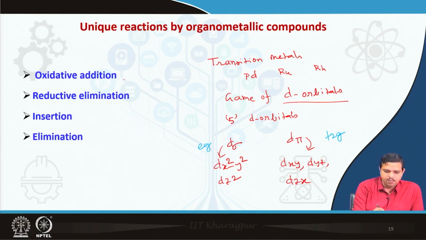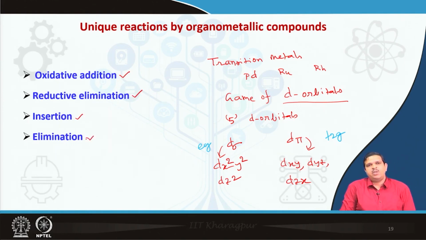So, these are the 4 unique reactions associated with the organometallic compounds. One is the oxidative addition, one is the reductive elimination, one is insertion, and the last one is the elimination reactions. Why will we try to understand them? Because you will see that in all the catalytic cycles, multiple steps of oxidative addition or reductive elimination or insertion or elimination do exist.